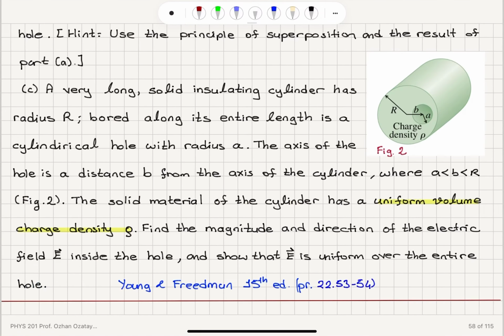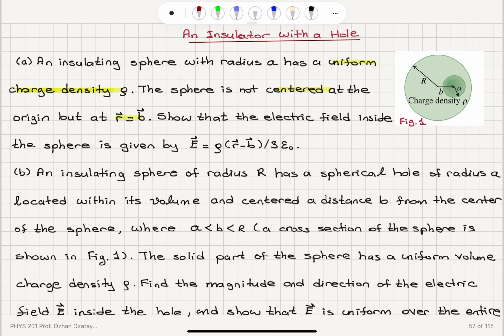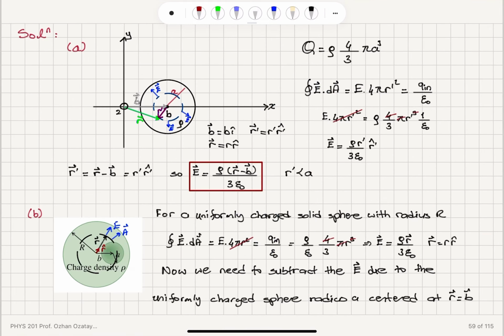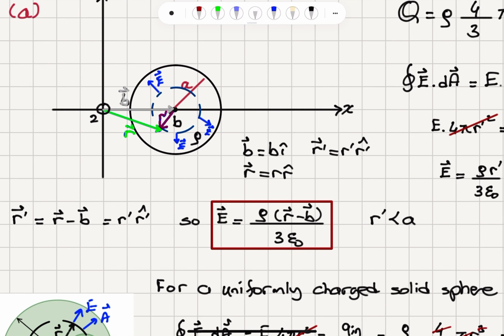Okay, so to summarize, we have considered two related problems here. First we started with the problem of having a uniformly charged sphere centered at not r equal to 0 but r equal to b. What is the electric field inside the sphere? So there we have used Gauss's law. Now the center is at r vector equal to b vector.